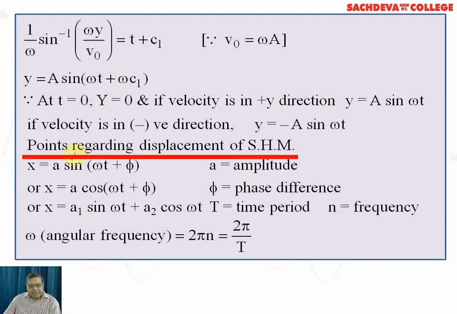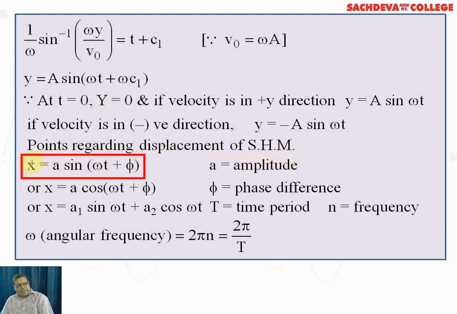Now points regarding the displacement of SHM. In the first equation, x is equal to a sine omega t plus phi, where phi is the phase angle. The phase angle phi is given as 2 pi x. Phase angle means we have to find the phase. When we use the term phase, it means angular variation. That is the meaning of phase.